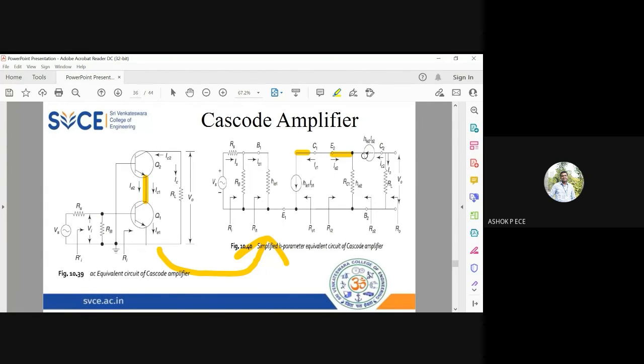And the current hfe2 IB2 will be flowing in the output circuit across RL. RL is your load resistance.